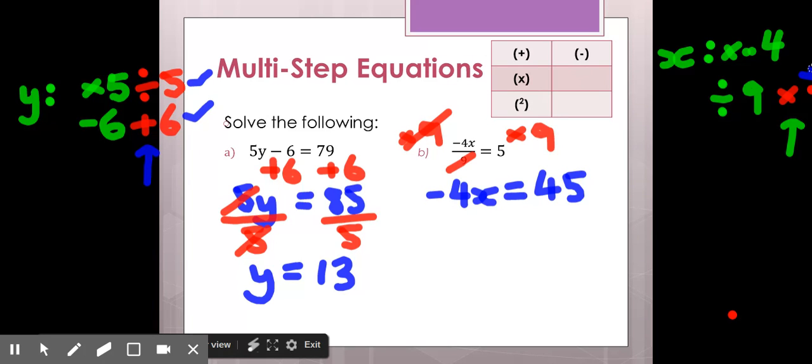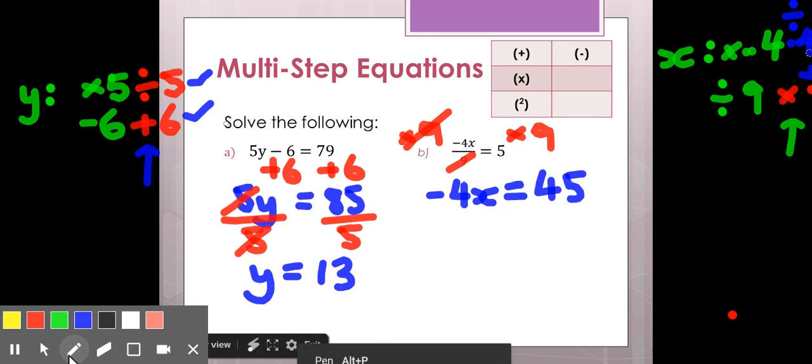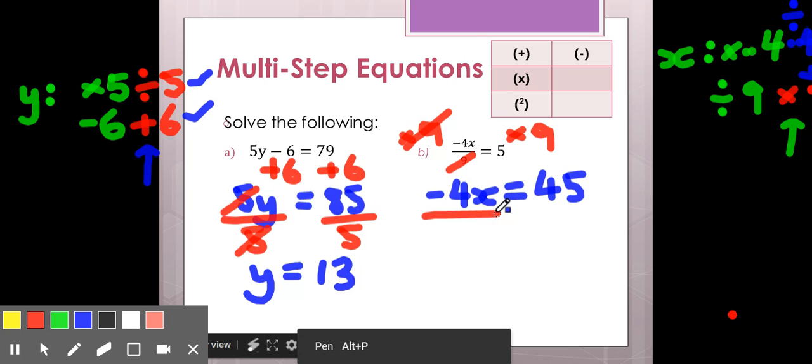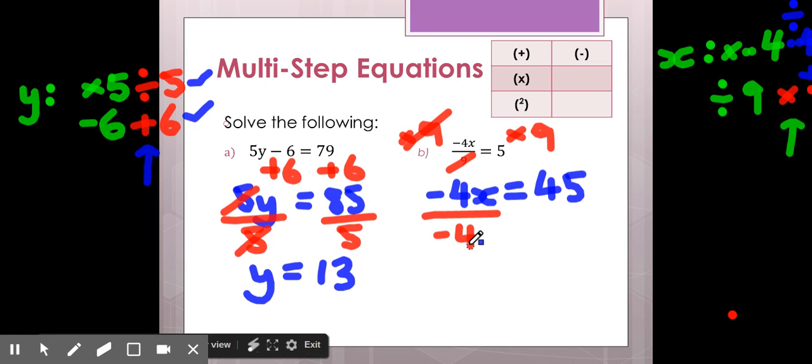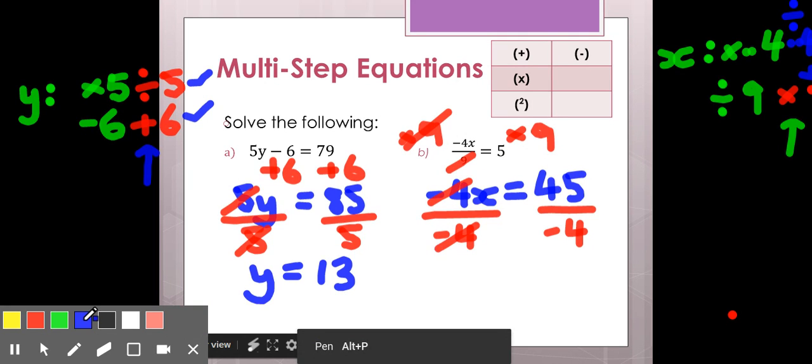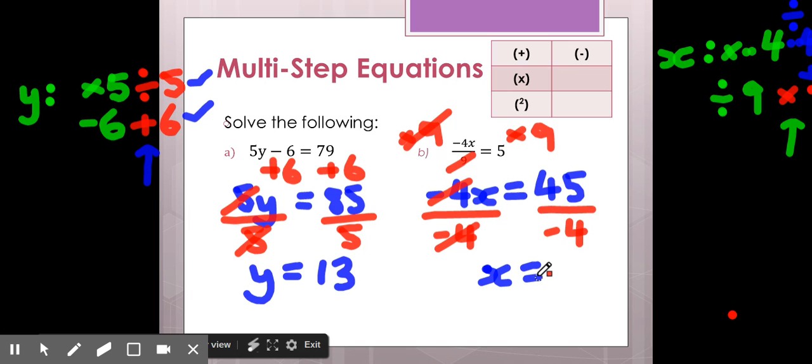The second step, because I've done this first one, is to go the opposite of times negative 4, which is divide by negative 4. Sorry, I'm running out a bit of room there. So I will divide this side by negative 4, and I will also divide this side by negative 4. This will cancel with this, leaving me with x is equal to 45 divided by negative 4, which is negative 11.2.